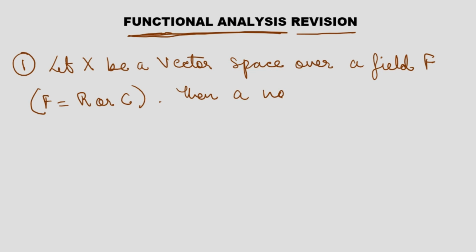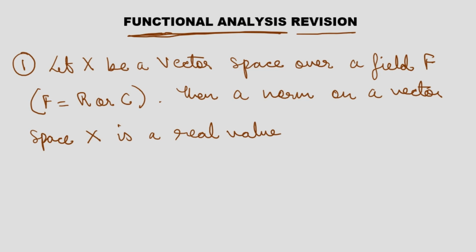a norm on a vector space X is a real valued function on X if it satisfies a few conditions, and the conditions are this.